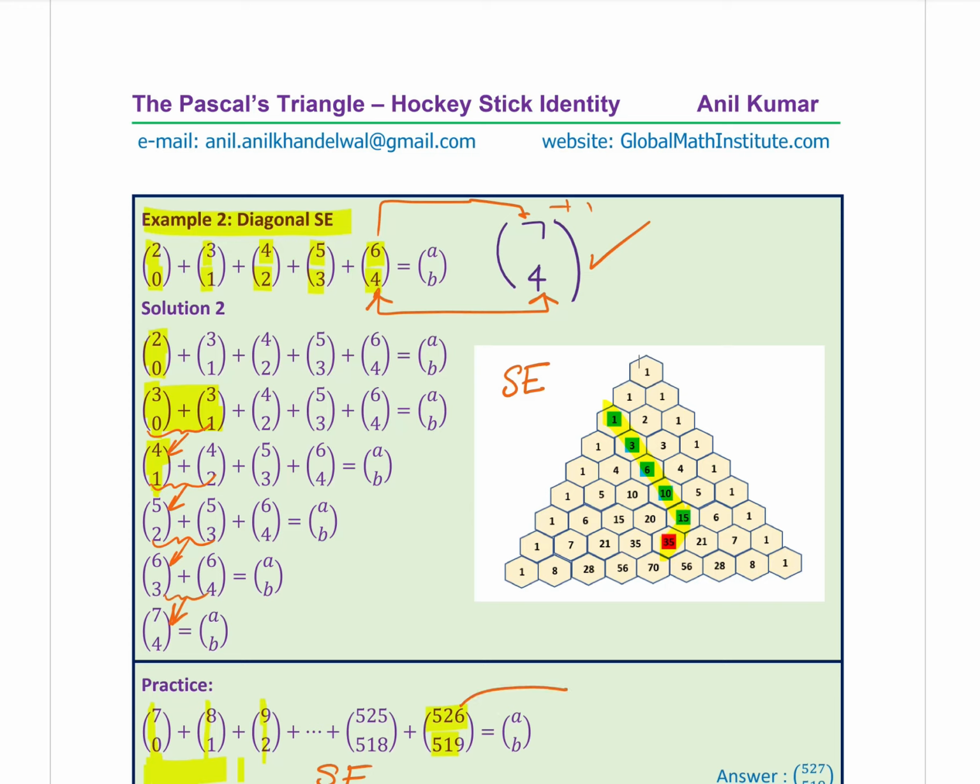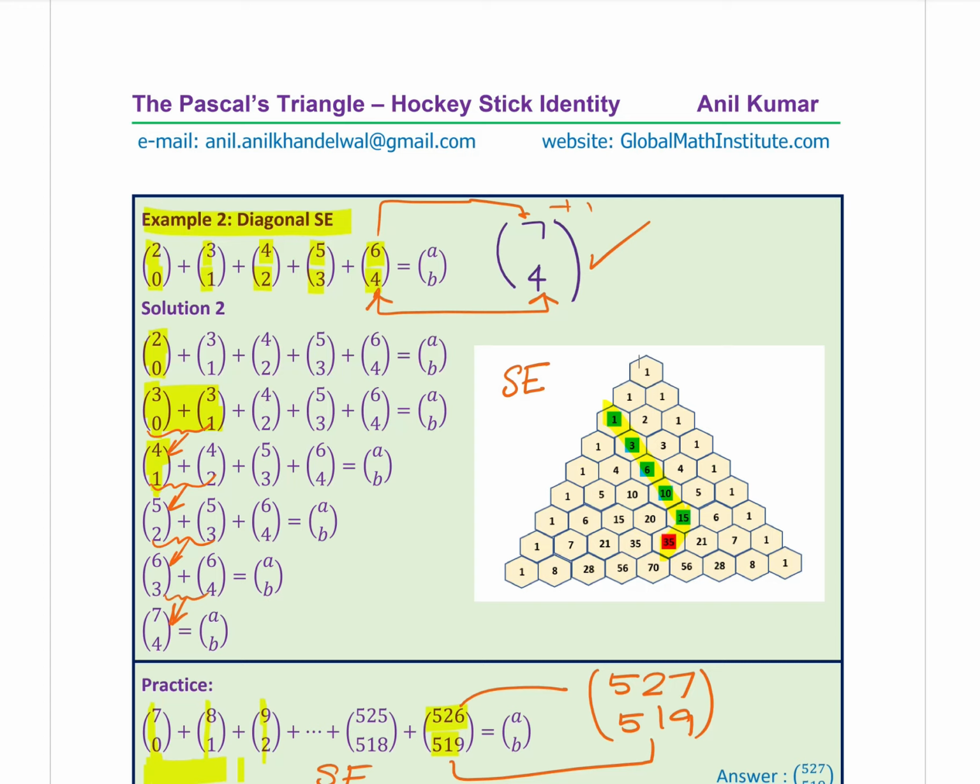So this number here will be increased by 1, so you get 527. However, this number here will remain the same, so it will be 519, and that will become our answer. So 527C519 is your answer for this particular case. Once you're clear about the concept, then it is not difficult.